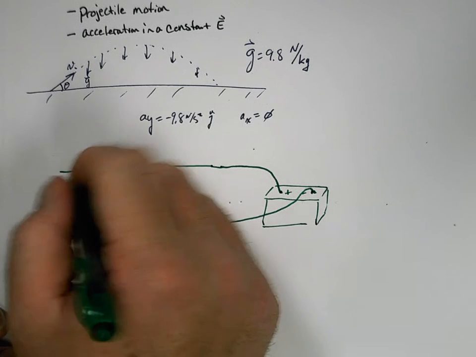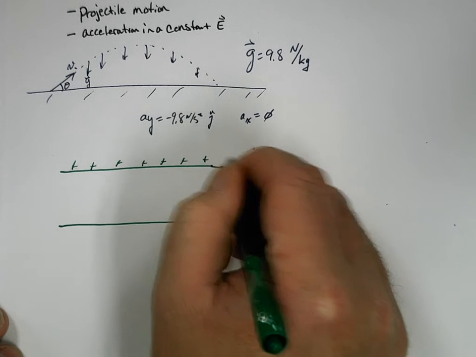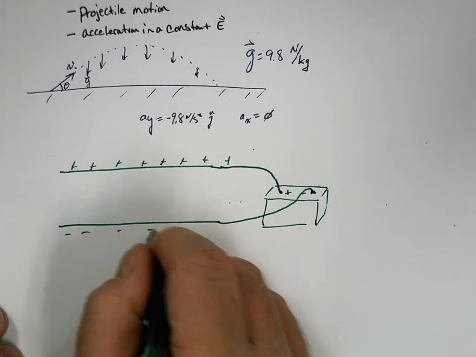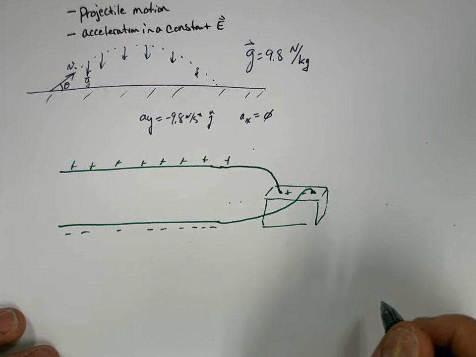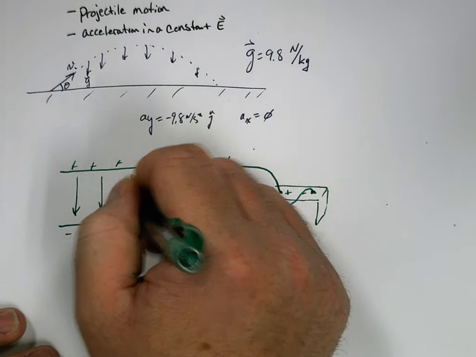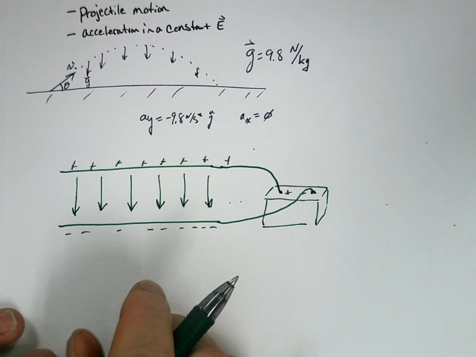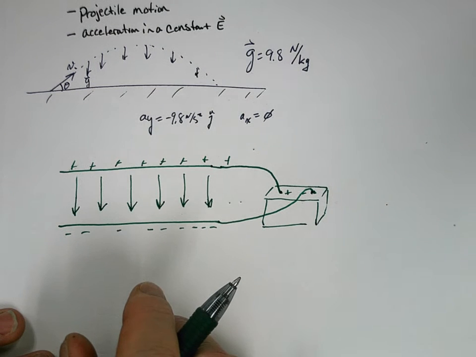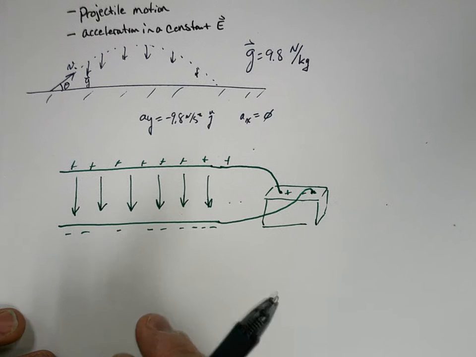Okay. Along this charged plate over here, we have positive charges. Along this plate, we have negative charges, which means that we have an electric field that is pointing in this direction with the same strength no matter where we are in the field. This is our electric field.